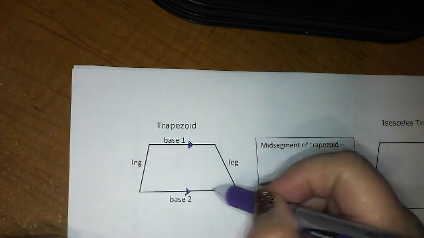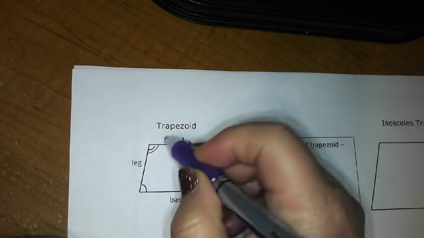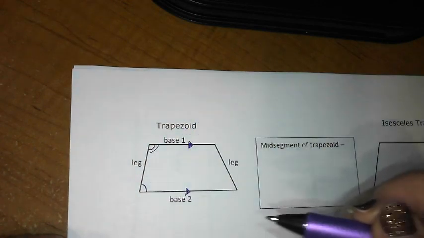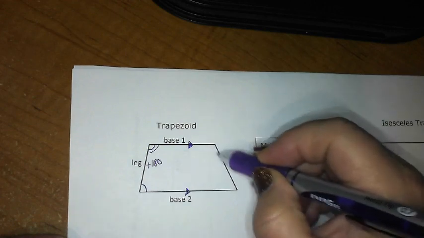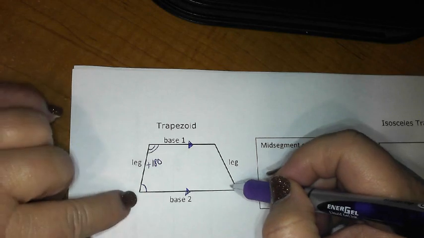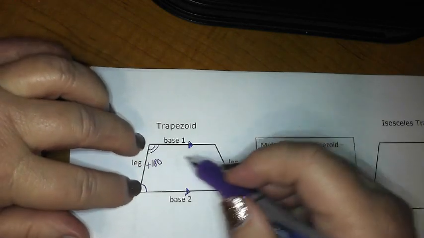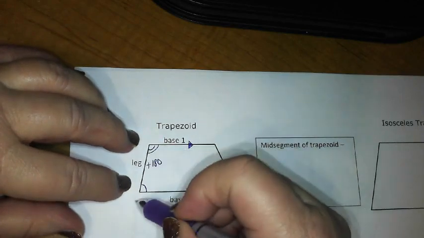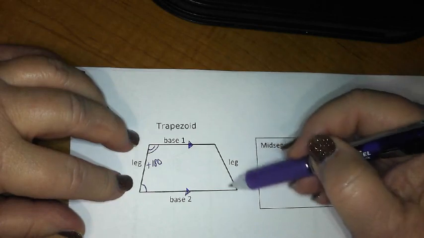Since the bases are parallel, we do know that this angle and this angle are going to be supplementary. And the same is true for these two angles over here. They're going to be supplementary, but there's no guarantee that any of them are congruent. We just know that because of the parallel lines and the same side interior angles, these two are supplementary and these two are supplementary.